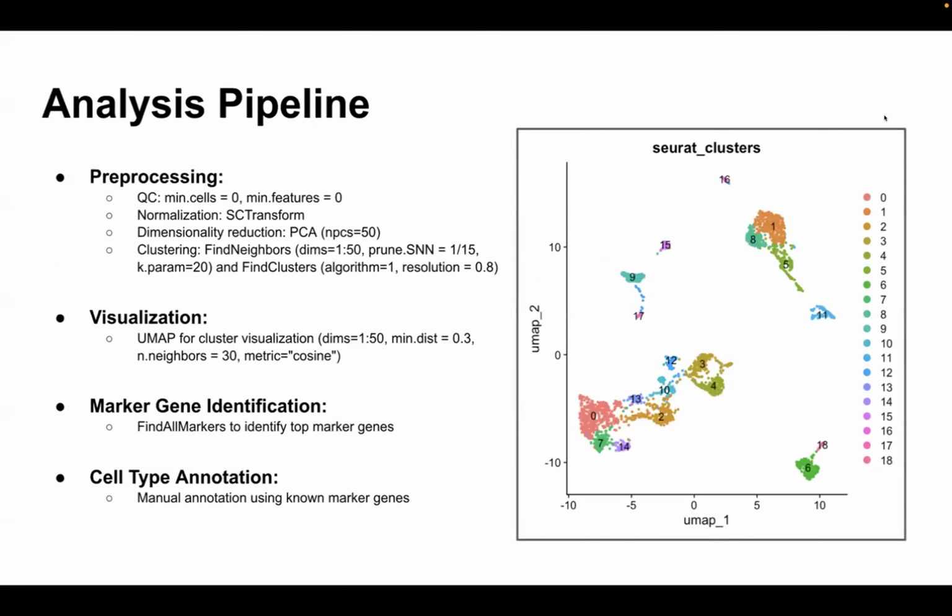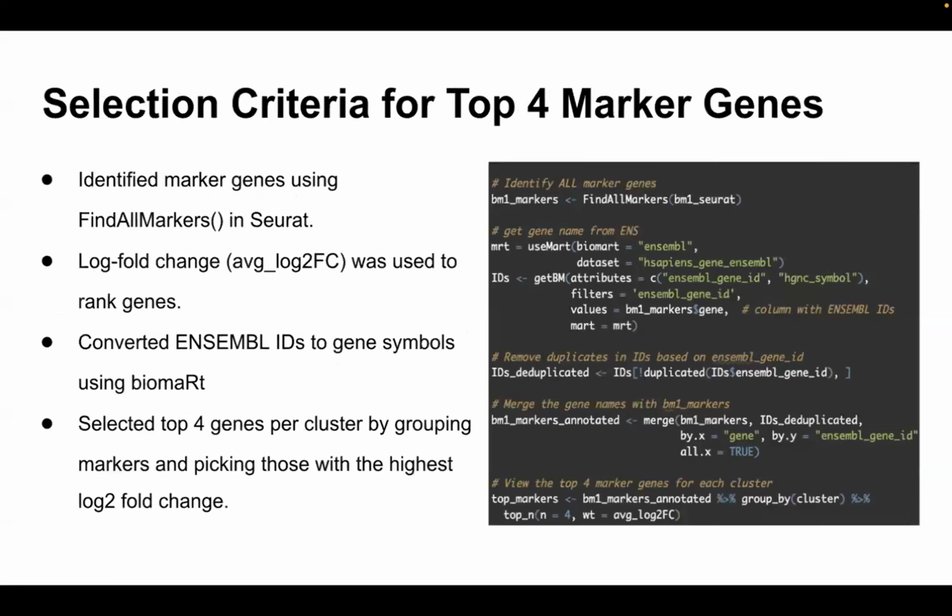So to begin, I started by pre-processing the data using SCTransform for normalization, which also handles scaling and highly variable gene selection. Next, I performed dimensionality reduction using PCA and clustered the cells using the FindNeighbors and FindClusters functions in Seurat. I visualized the clusters using UMAP, which revealed 19 distinct groups of cells, as we can see on the right-hand side. After this, to annotate these clusters, I identified the top 4 marker genes for each cluster using the FindAllMarkers function, and then manually annotated the cell types based on known marker genes from literature.